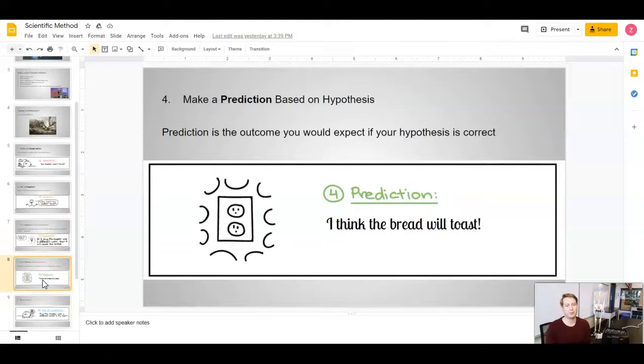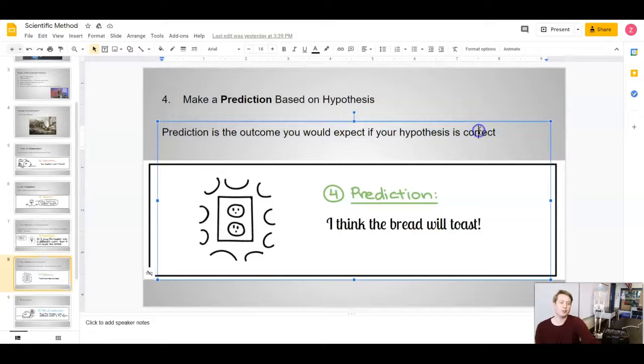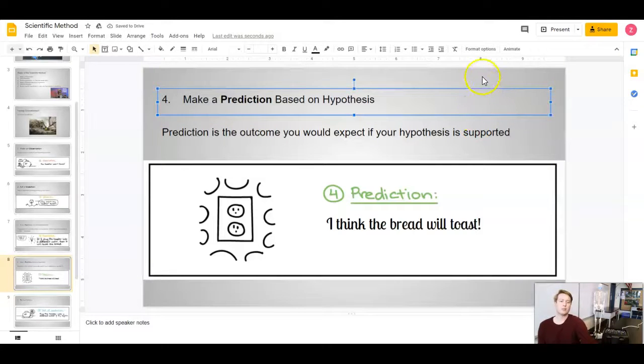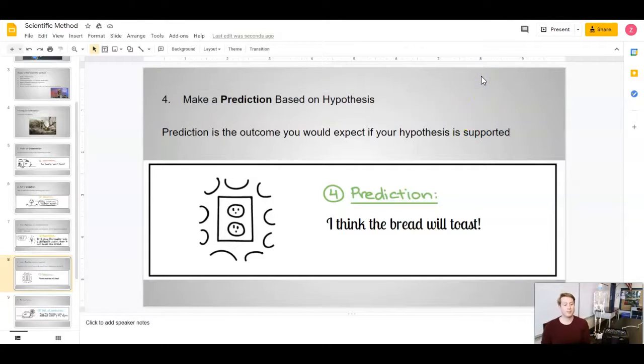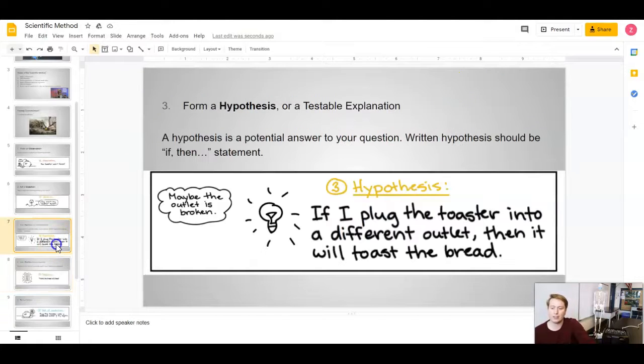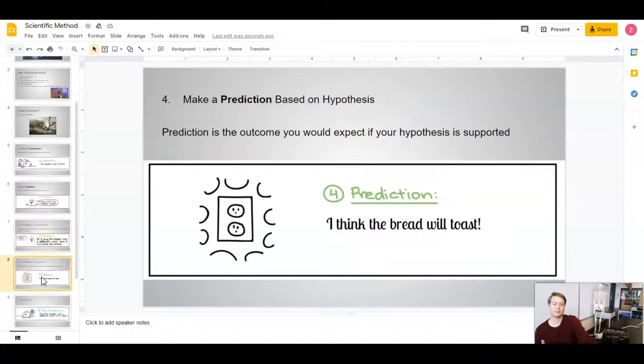Moving on to step 4, with your prediction. This is based on your hypothesis. Prediction is the outcome you would expect if your hypothesis is correct. Or I think a better word to use would be supported. So if I try a different outlet, a different plug, then the toaster will toast the toast. And I just so happen to have another outlet.